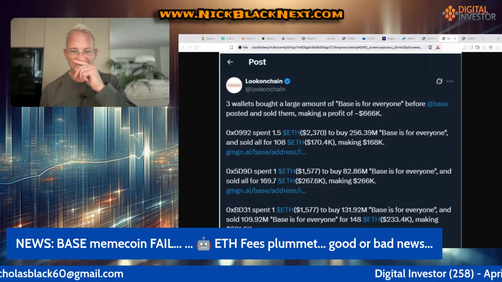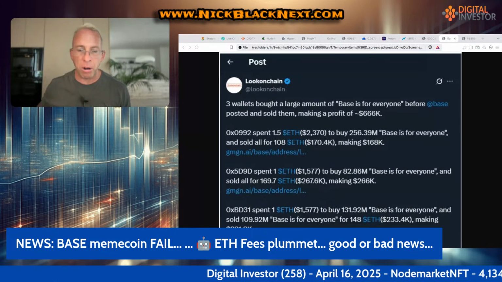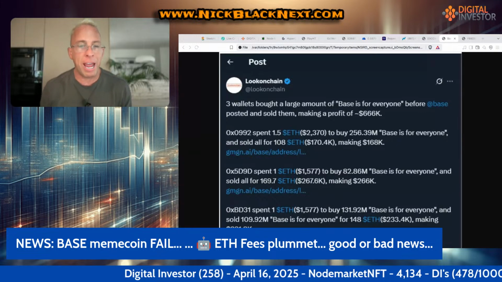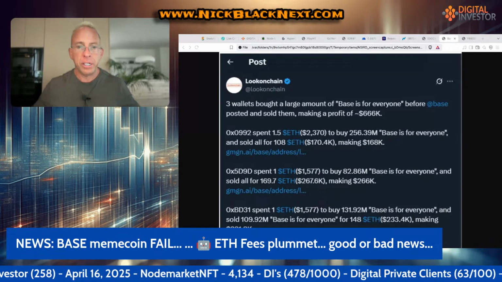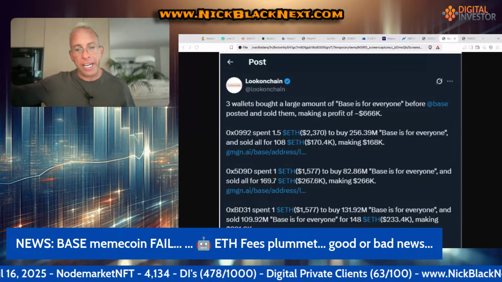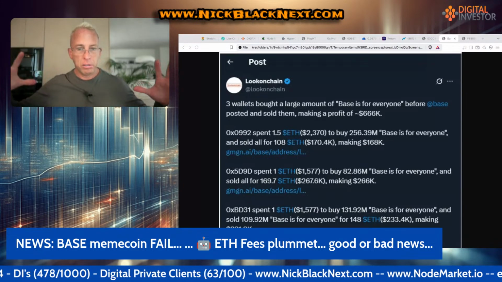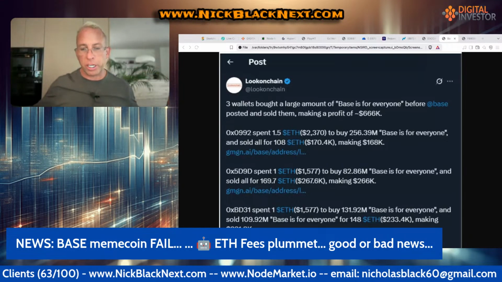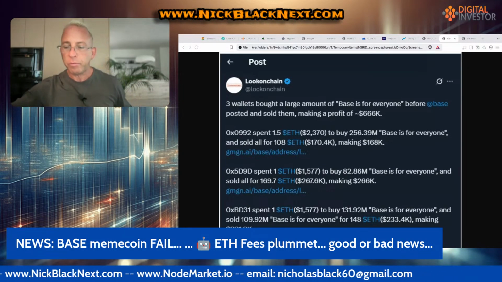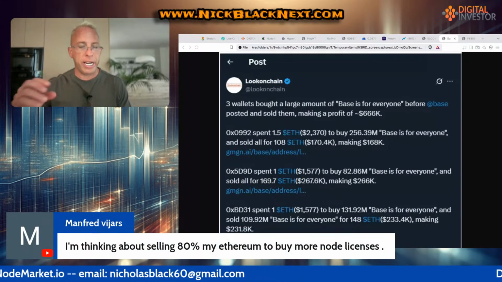Now, that doesn't change the inflation rate. That doesn't change the burn. The burn rate is based on total activity. So total activity gets to a point, and then the burn outweighs the inflation. More burn than inflation, fewer tokens. More inflation than burn, more tokens. There you go.